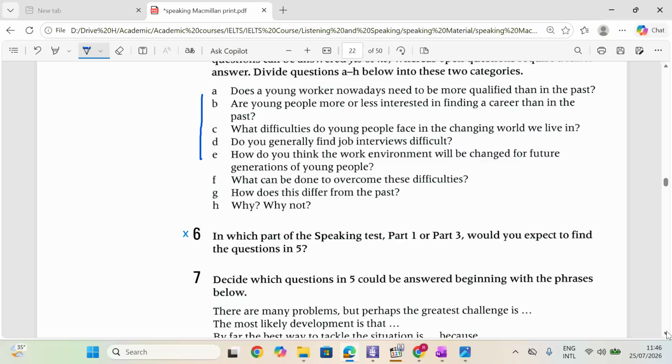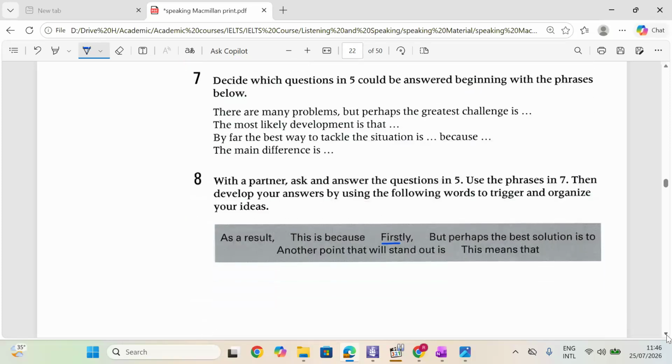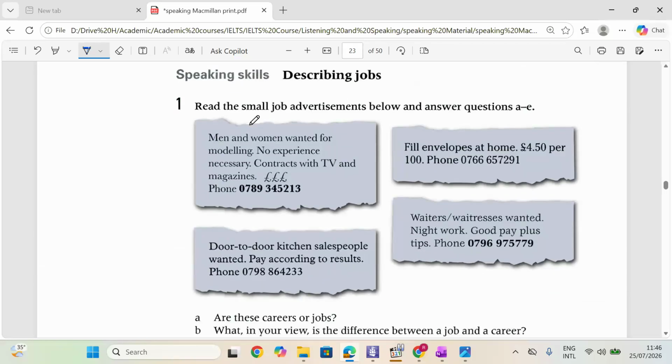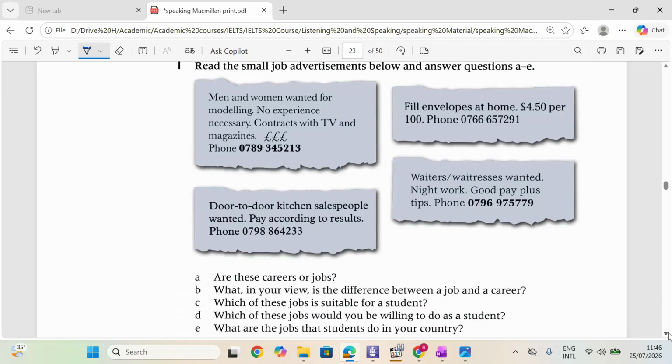Okay, thank you very much for that. Let's move on now to the second part here, describing jobs. Read the small job advertisements below and answer questions A to E. I need someone to read aloud. Yusuf, can you just read aloud this advertisement?